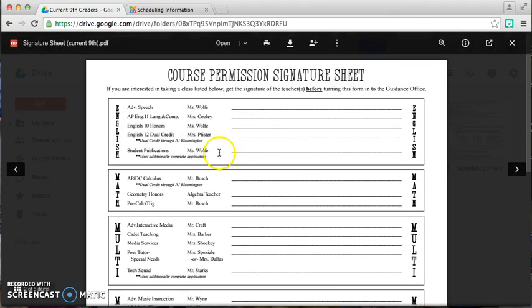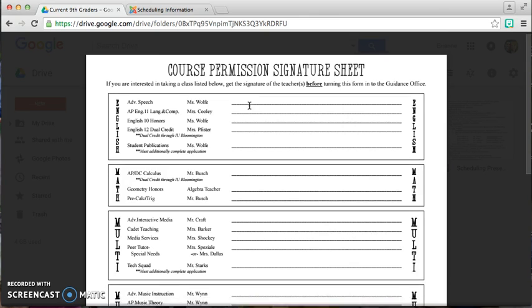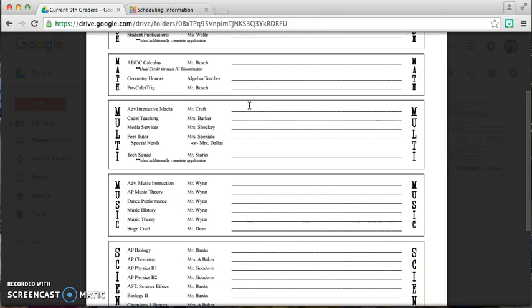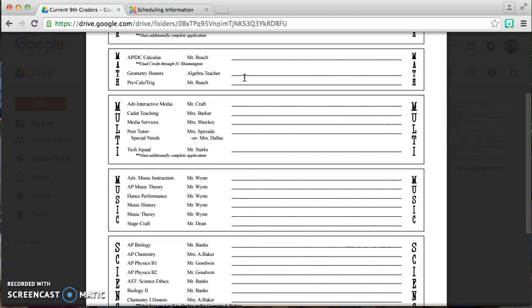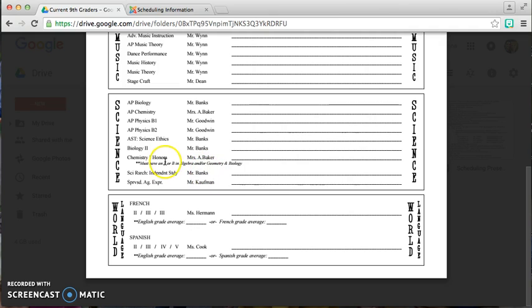So if I look through this list, I would need Miss Wolf's approval to sign up for advanced speech, so I'm going to need her signature. If I decided to maybe take geometry honors instead of just regular geometry when I double up in math, I would need my algebra teacher to sign off. I'm not taking honors chem, so I don't need a signature for that class.